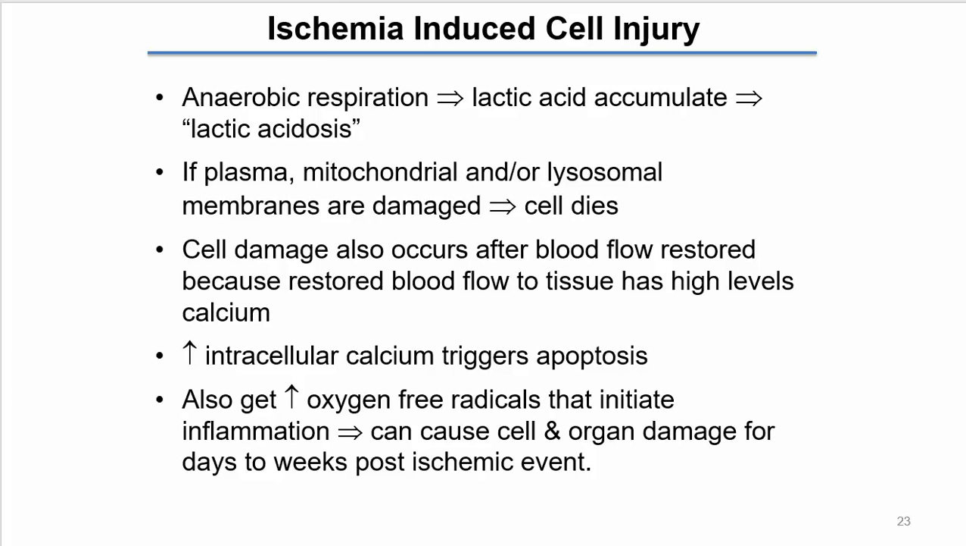So how does the cell get any ATP? It does it anaerobically. But when you do anaerobic respiration, you only get 2 ATPs, and you end up with lactic acid. And so the lactic acid builds up intracellularly, and that lowering of the pH affects the tertiary structure of the proteins that are in the cells and makes the proteins non-functional.